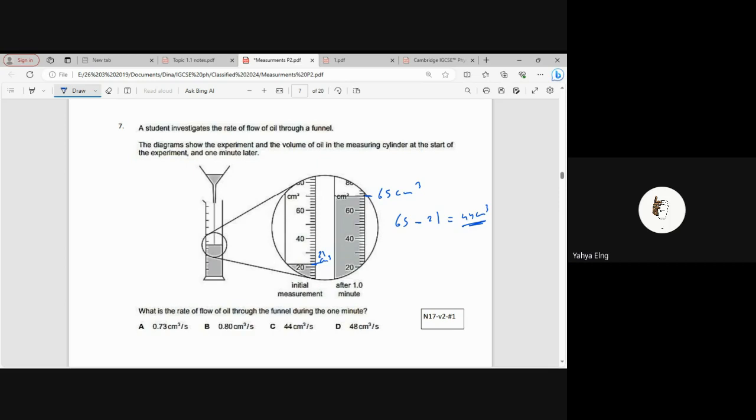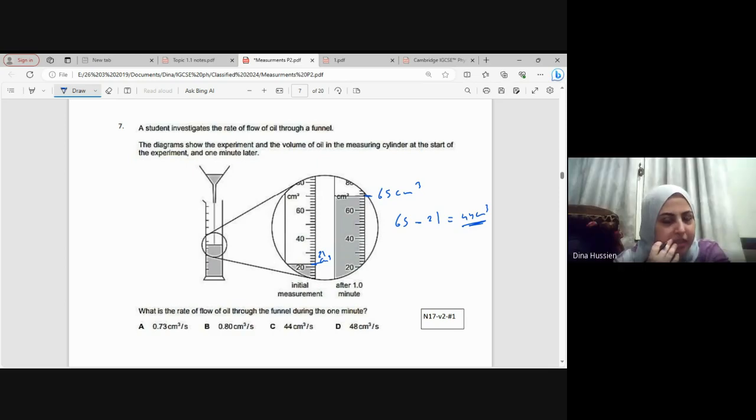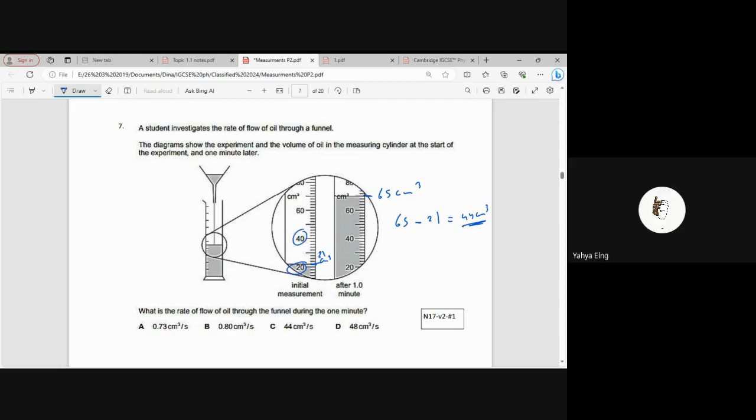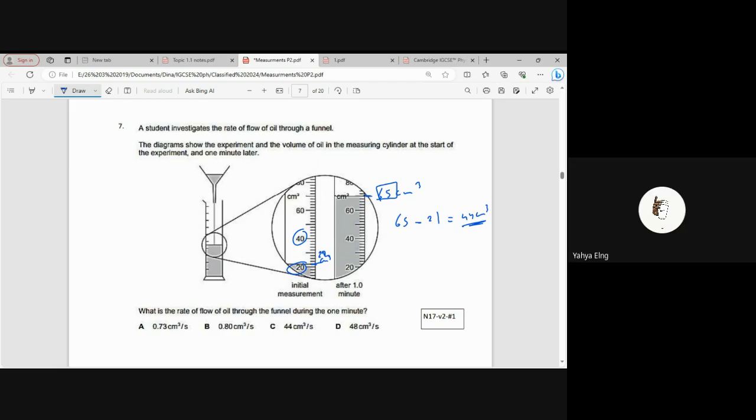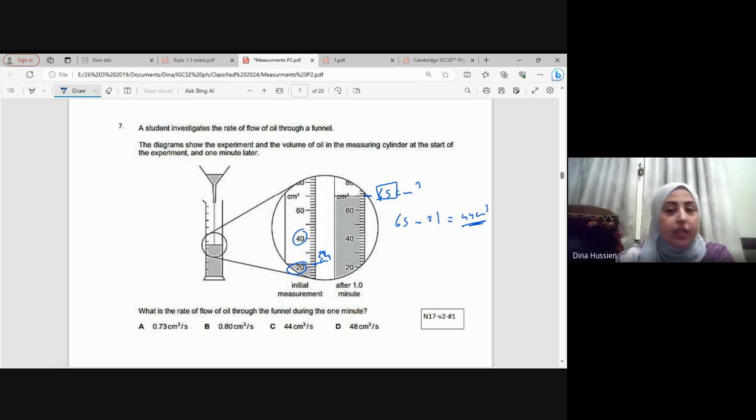I understand. You got 21 and 65 because you looked at each scale mark as 1, but actually it's not 1, it's 2. How did you notice this, Abdurrahman? Because it's 20 and then 40, and so on. Yes, so this one is 22 and this one is not 65, it's 70. Thank you so much.